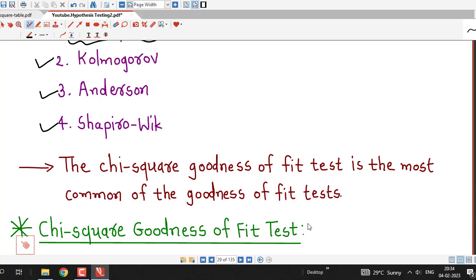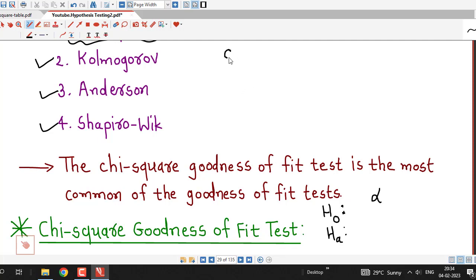So this is one type of hypothesis test. Our null hypothesis is always the hypothesis that the given population follows a certain probability distribution. The alternative hypothesis is that the given population does not follow that probability distribution, and using a certain level of significance we have to find the value of the test statistic.